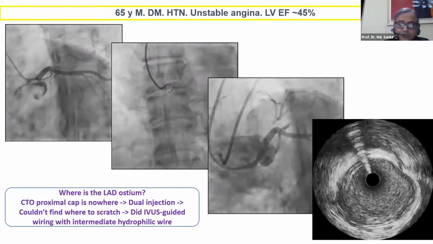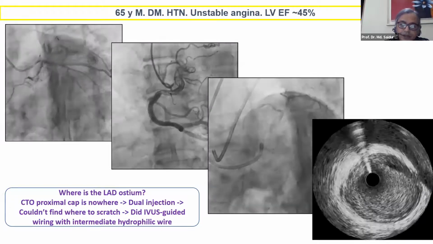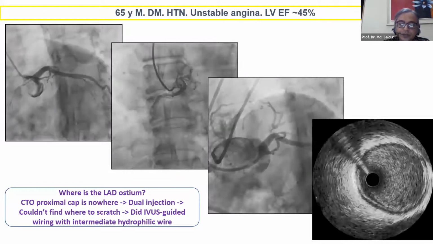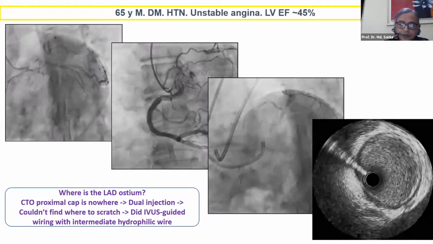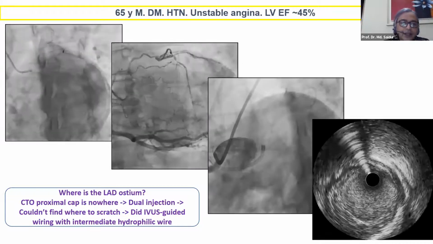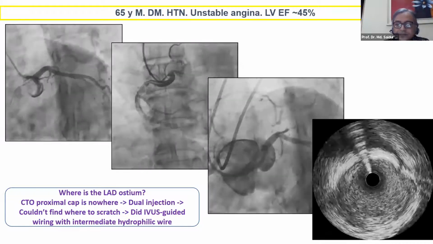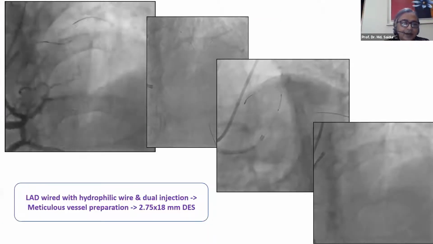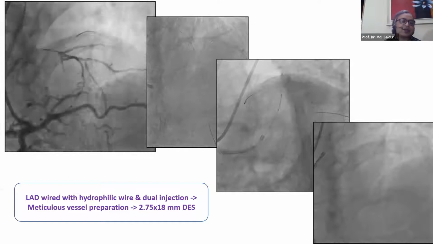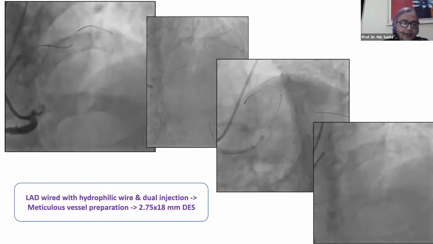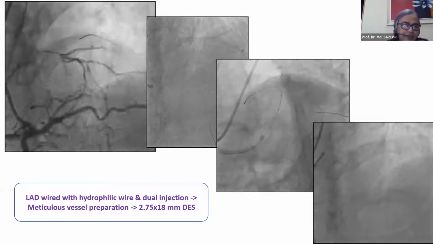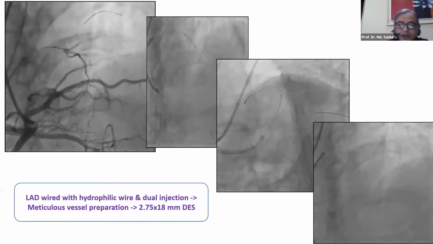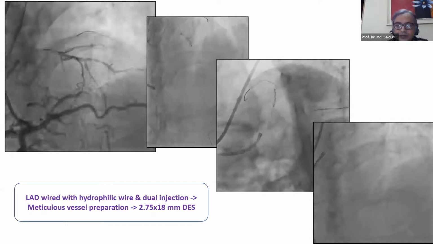So here what you can do is IVUS-guided wiring just near the proximal cap on a branch, which I have done, and then you have seen that the cap is there. Through that cap with just a hydrophilic intermediate wire, along with the dual injections, I was able to cross it very easily. Then it became a piece of cake, and the final angiographic picture was good.